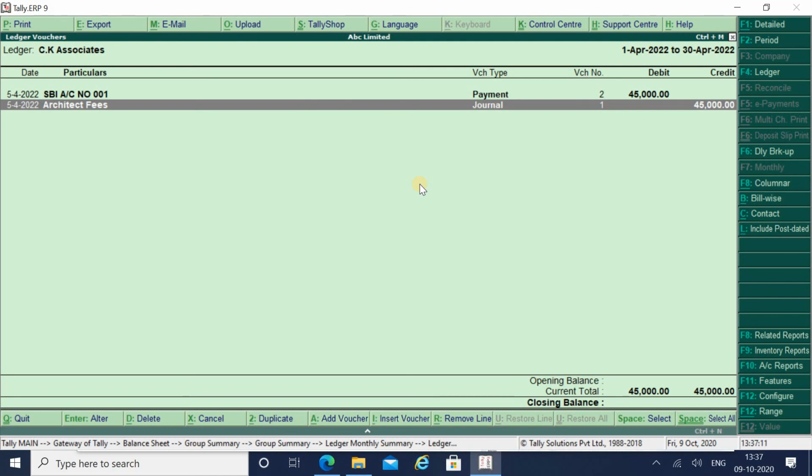So this is the effect of a journal entry. Architect fees will be debited for 50,000, and your CK Associates, that is your party, will get debited for the actual payment made, that is 45,000, and it will get credited for 45,000, and TDS payable will get credited for 5,000. In this way you are supposed to make the entry for your architect. If you are making an architect payment, then you are supposed to deduct the TDS at 10%. So this was about the TDS payable on architect fees.